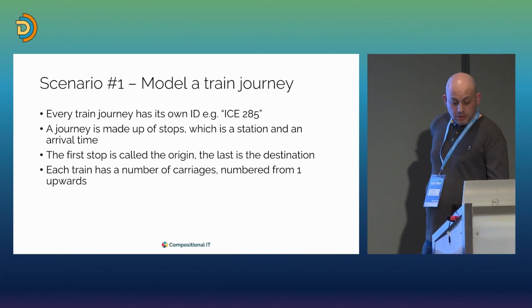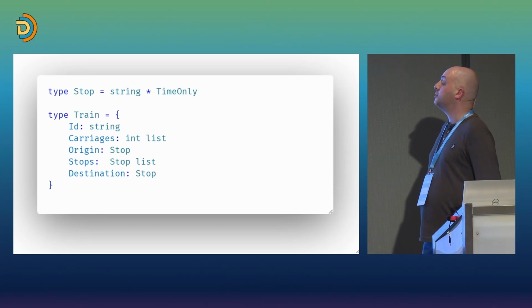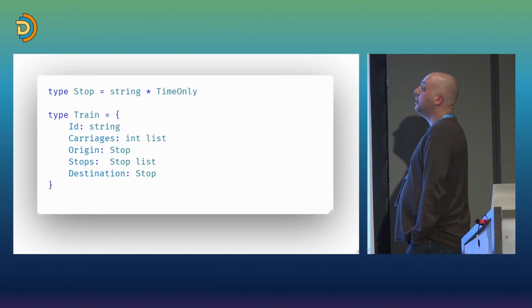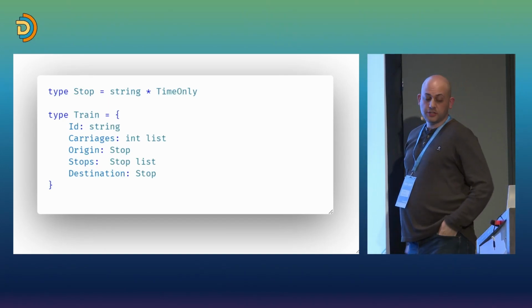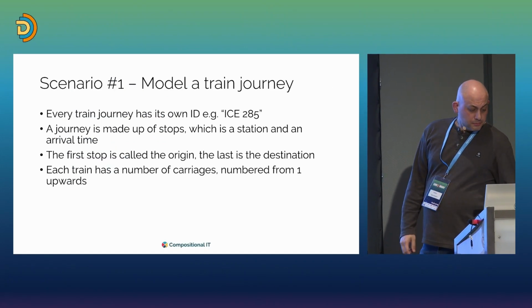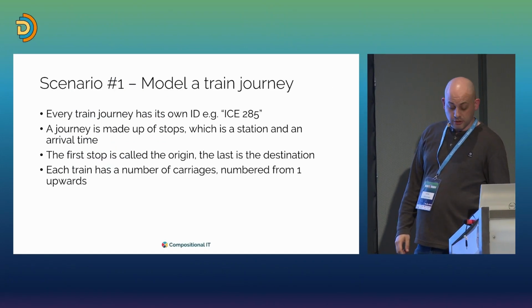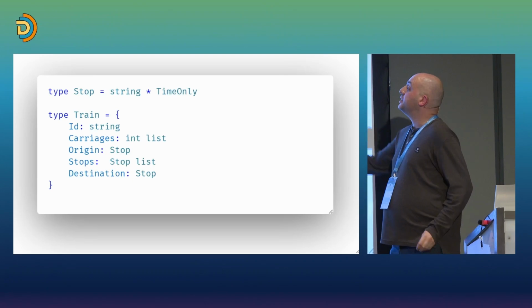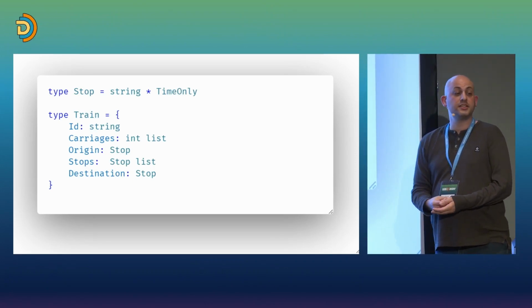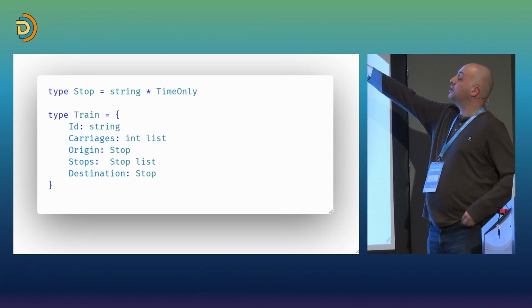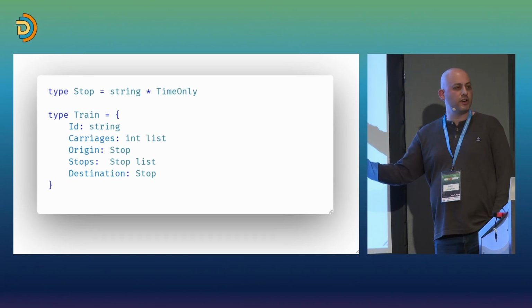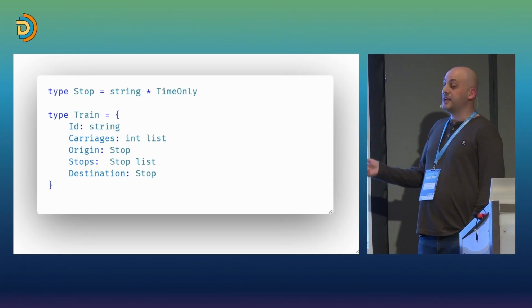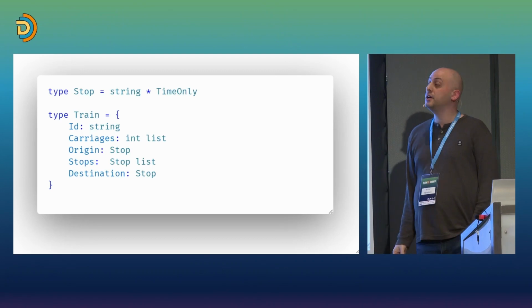Now, I'll show you a couple of types in F#. So this is some F# code, and I'll start at the top. So we've got a stop, and it has a station name and an arrival time. So I've said a stop has a string, that's the station name, and a time. TimeOnly is a .NET type, it's relatively new, but it's basically just the time part of a DateTime.